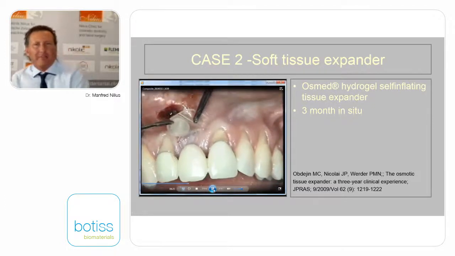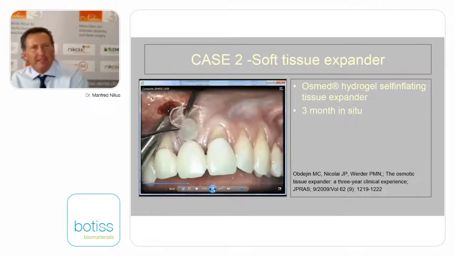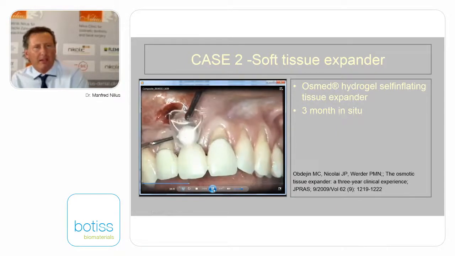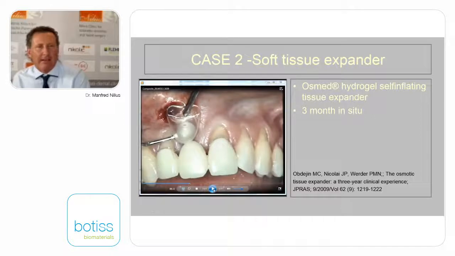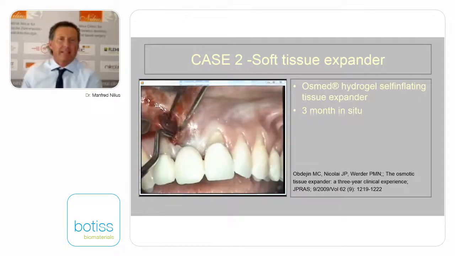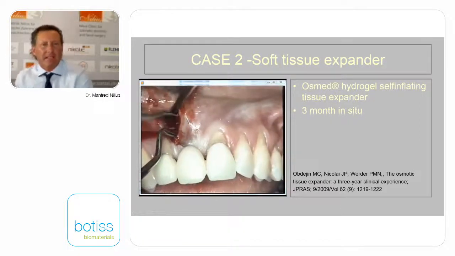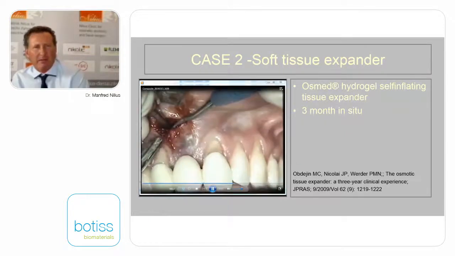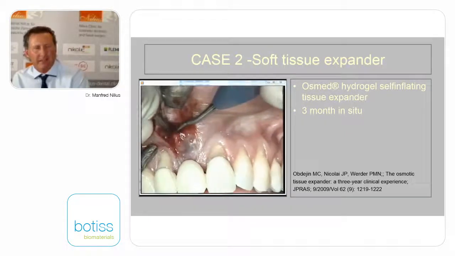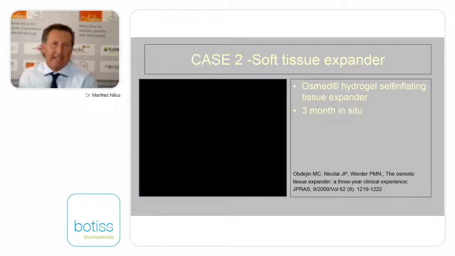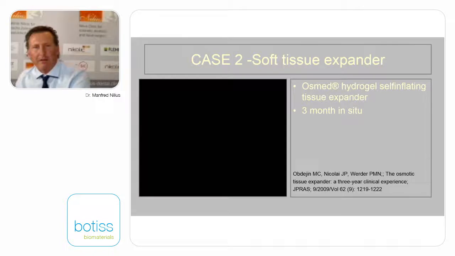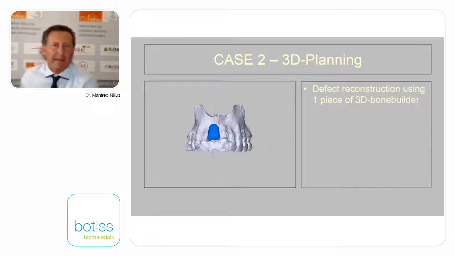This is a hydrogel self-inflating tissue expander. There is a small ball inside, and via osmotic reactions you can put in this soft tissue expander. There are different sizes depending on the graft you put on. Normally in this size you wait 18 days, and then you can do the augmentation of 3D-Bonebuilder. And this was a planning.